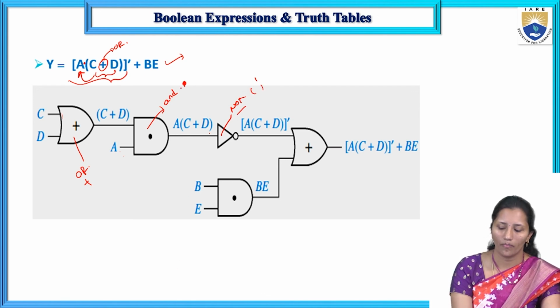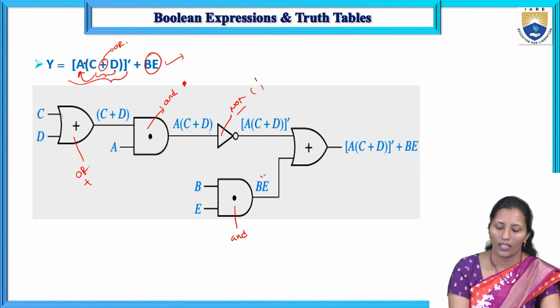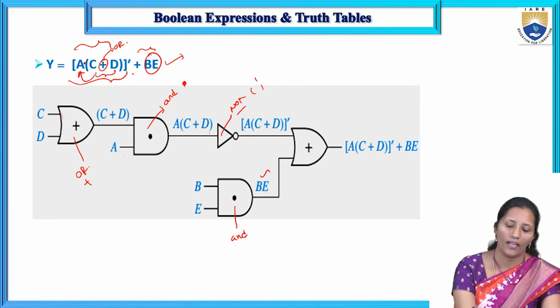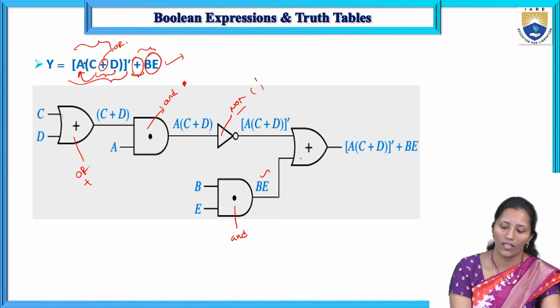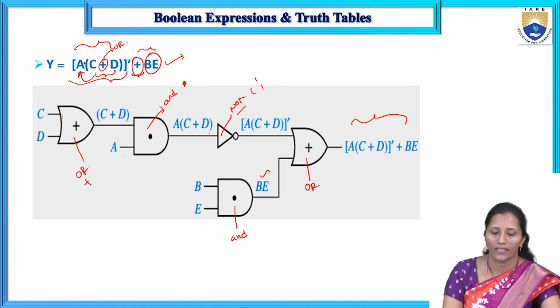If we are multiplying, we have to use AND gate. If we have complement, we have to use NOT gate. Okay. Plus B into E, B dot E. So multiplying B and E variables, we have to use AND gate here. We are getting product B and E. These two terms are added here, so we have to use OR gate. So this is Boolean expression using logic gates.